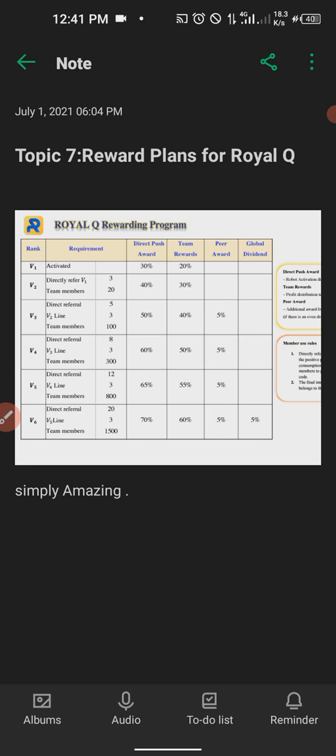So you need at least 3 V3 and you need a total of 300 members in your team. So you need to have at least 300 people in your team. As a V3 member, what happens? You get 60% commission. So if a person is purchasing a bot directly under you, you get $60 out of the $100.